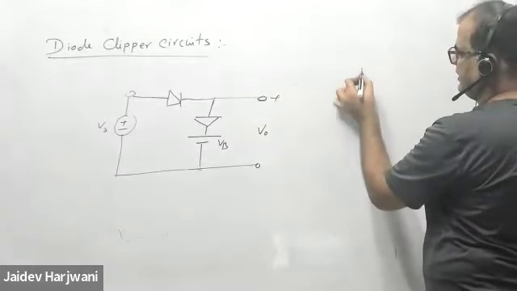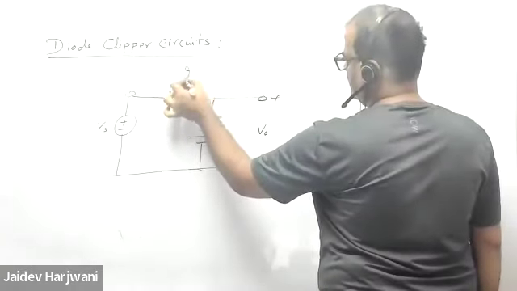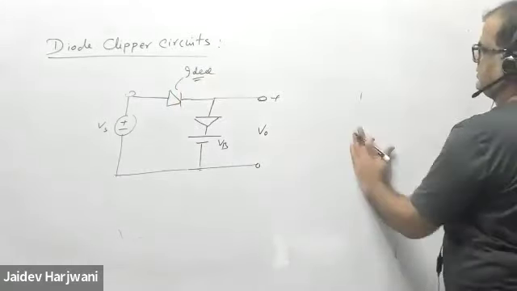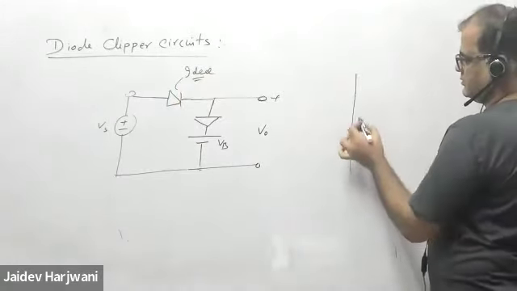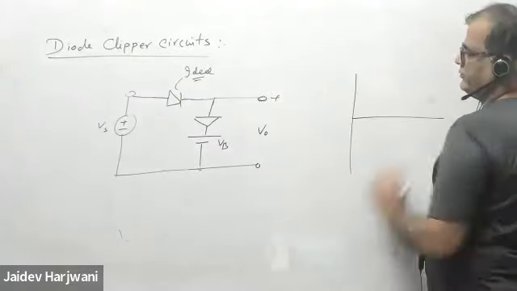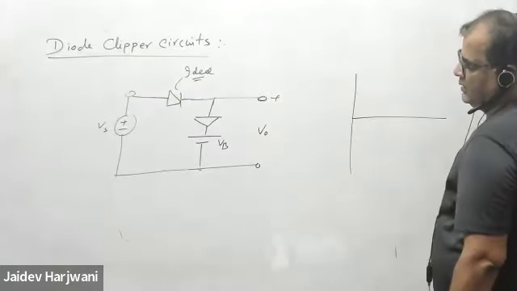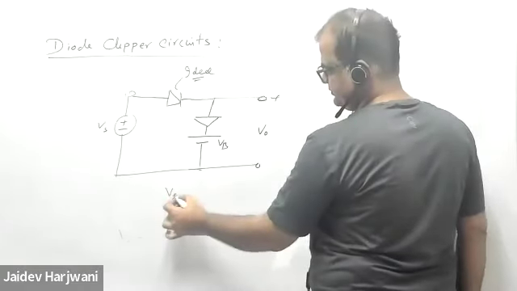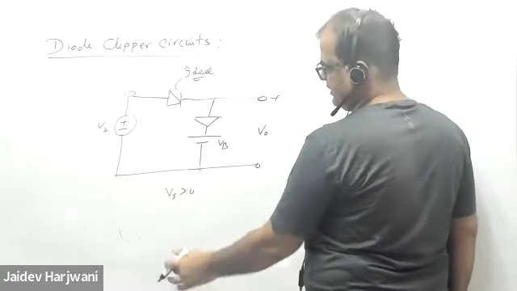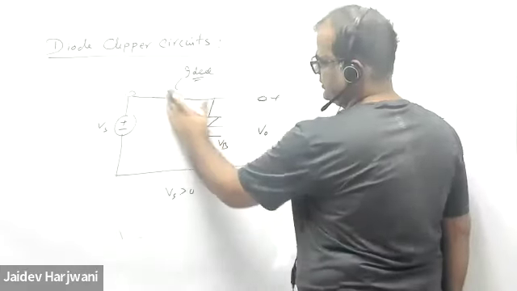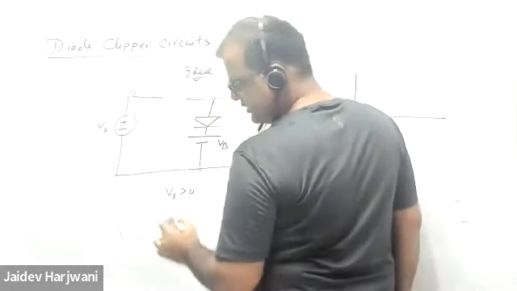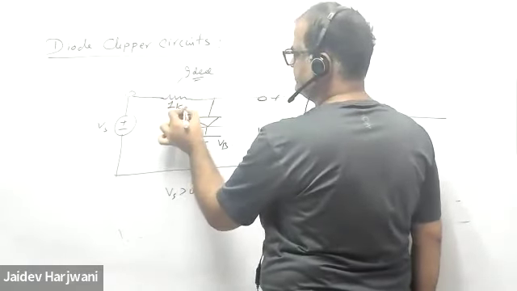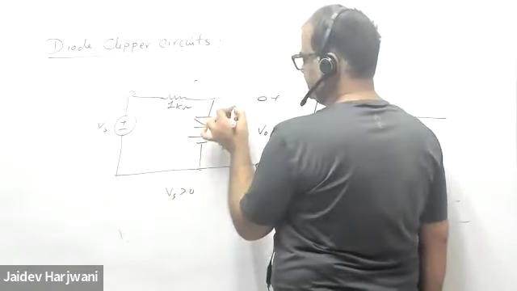Say the diode is ideal. For positive, Vs is positive. Okay. Again, here, sorry, you have to put a resistor. The diode is ideal.